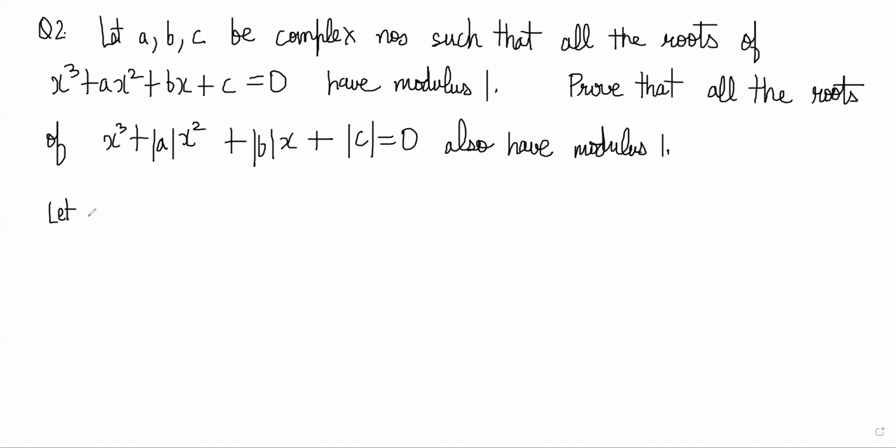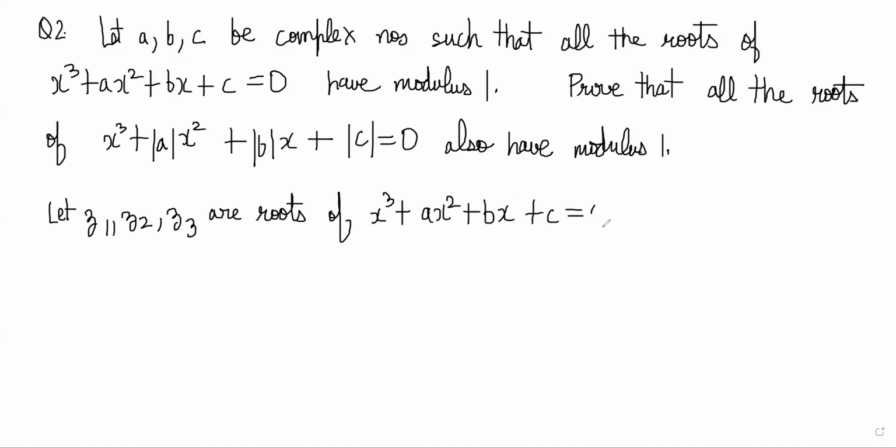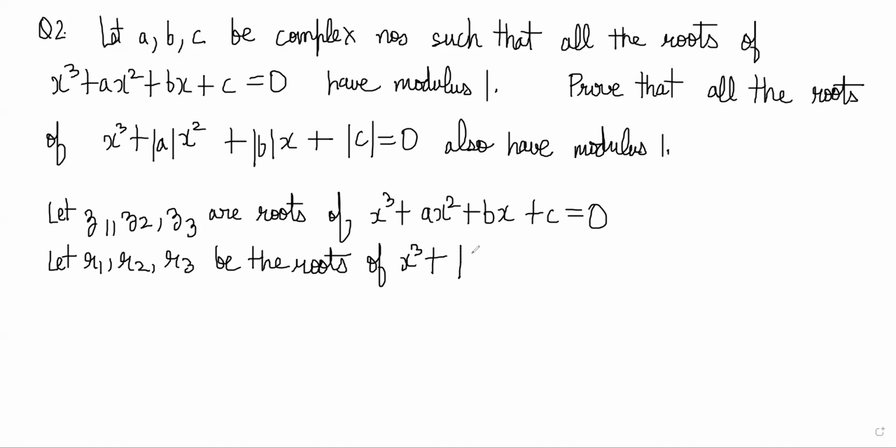So let's start with the first equation and say z1, z2, z3 are roots of x cube plus a x square plus b x plus c equals 0. And we will say let r1, r2, r3 be the roots of the second equation, roots of x cube plus mod a x square plus mod b x plus mod c equals 0. These are our two assumptions.